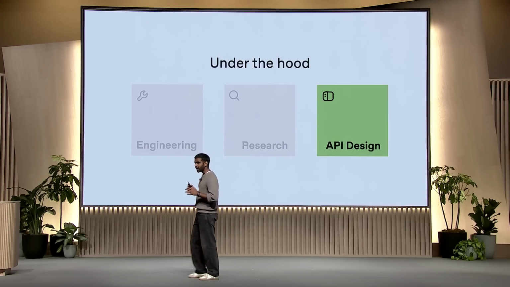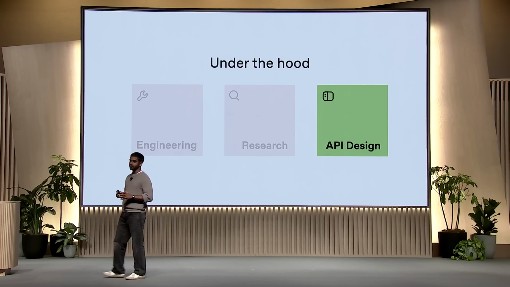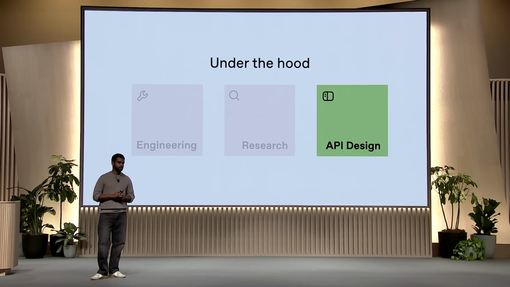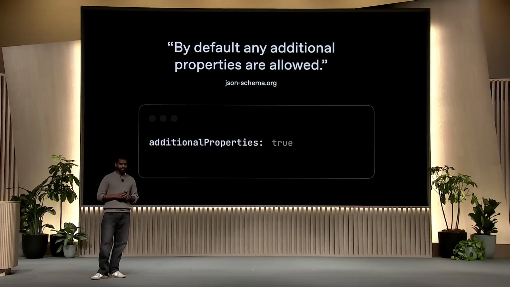OK, finally, let's get into some interesting design trade-offs we made when creating this feature. We'll talk about three things: additional properties, required properties, and the order of properties. Let's start with additional properties.